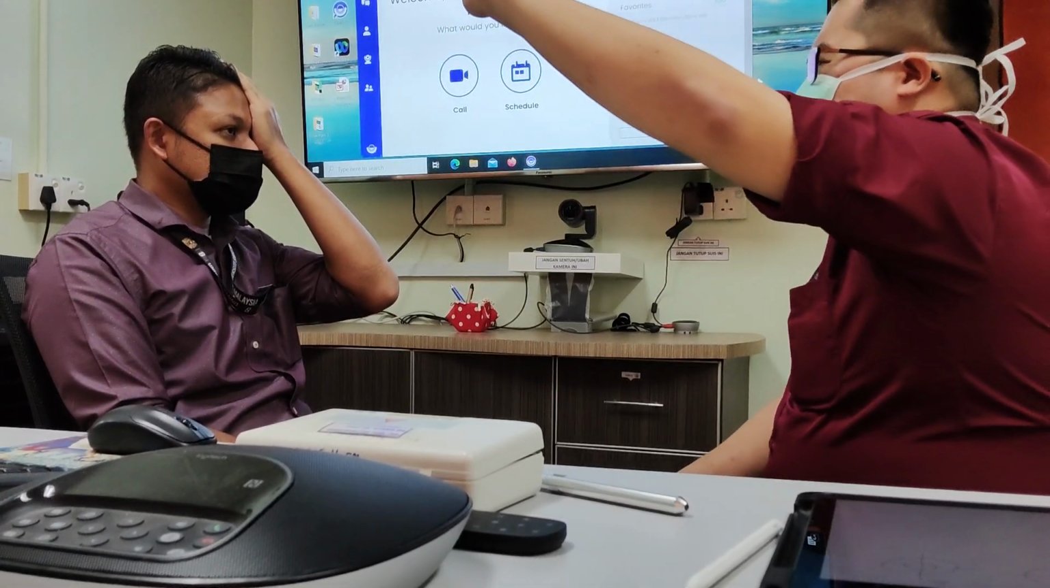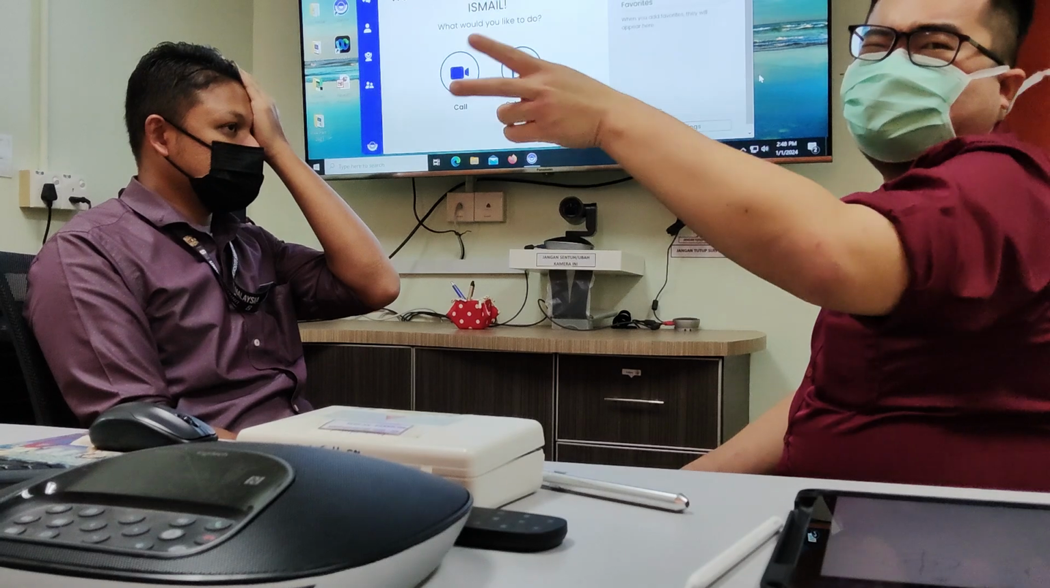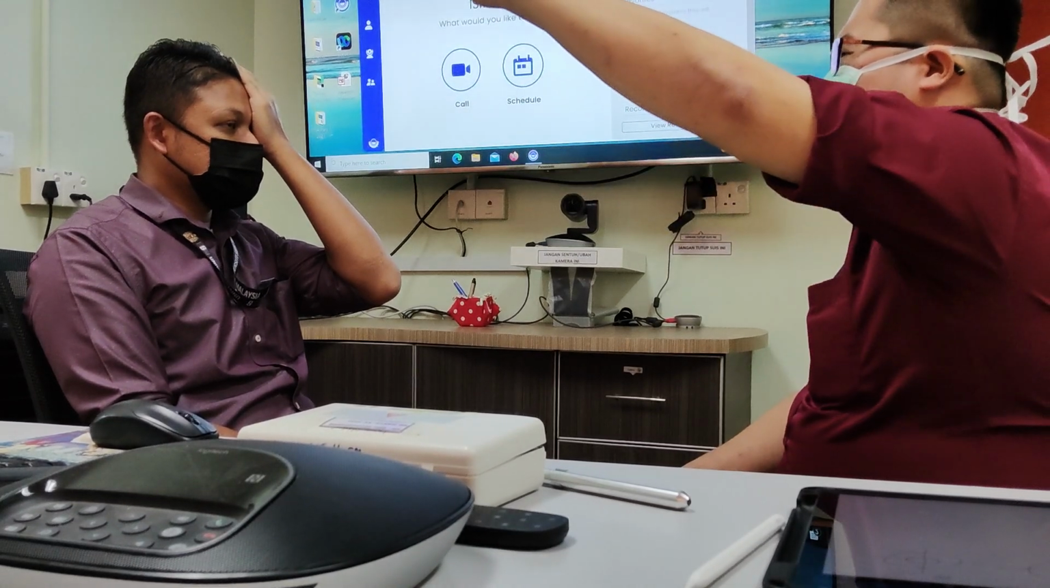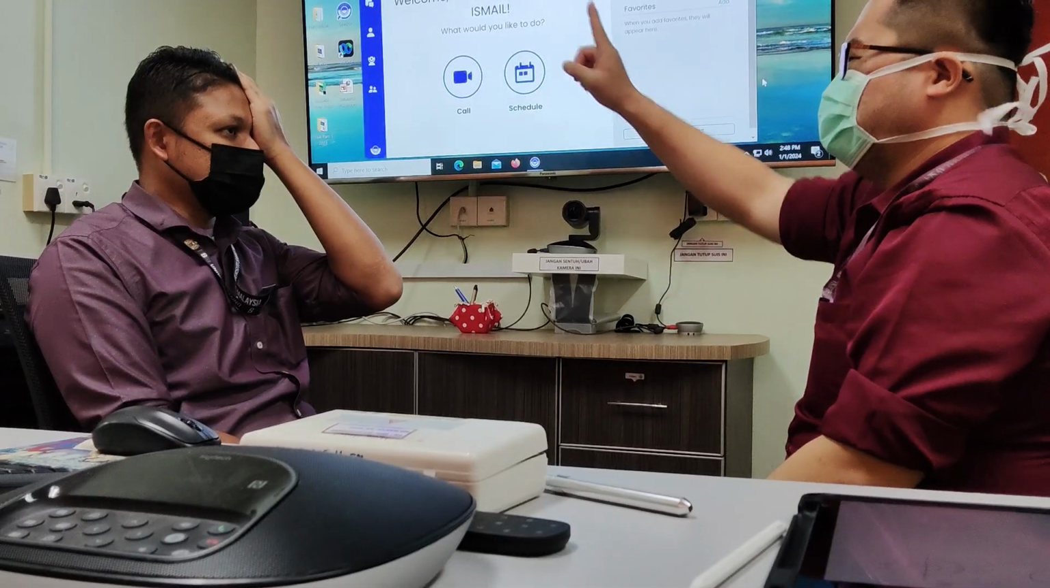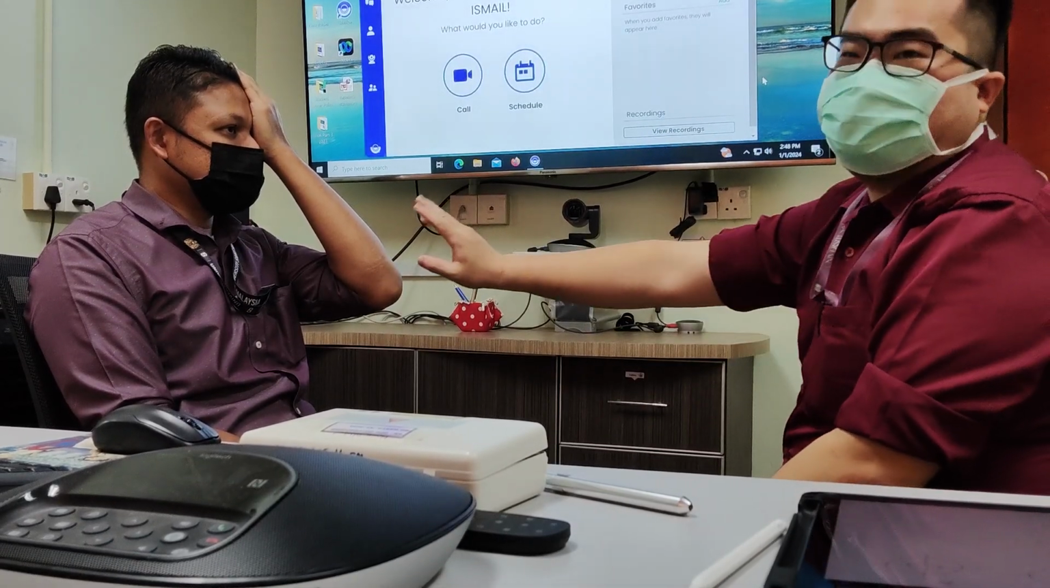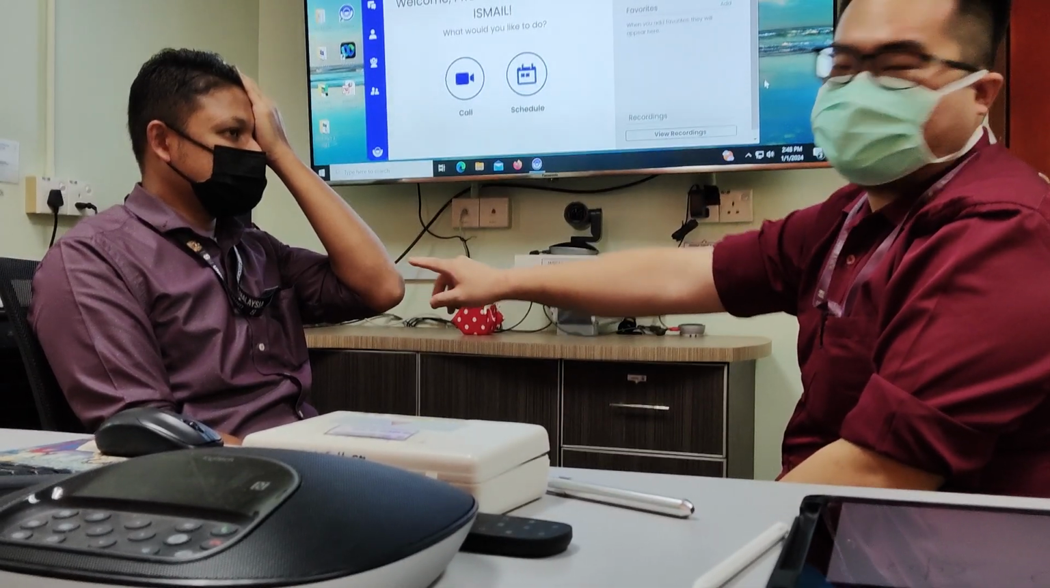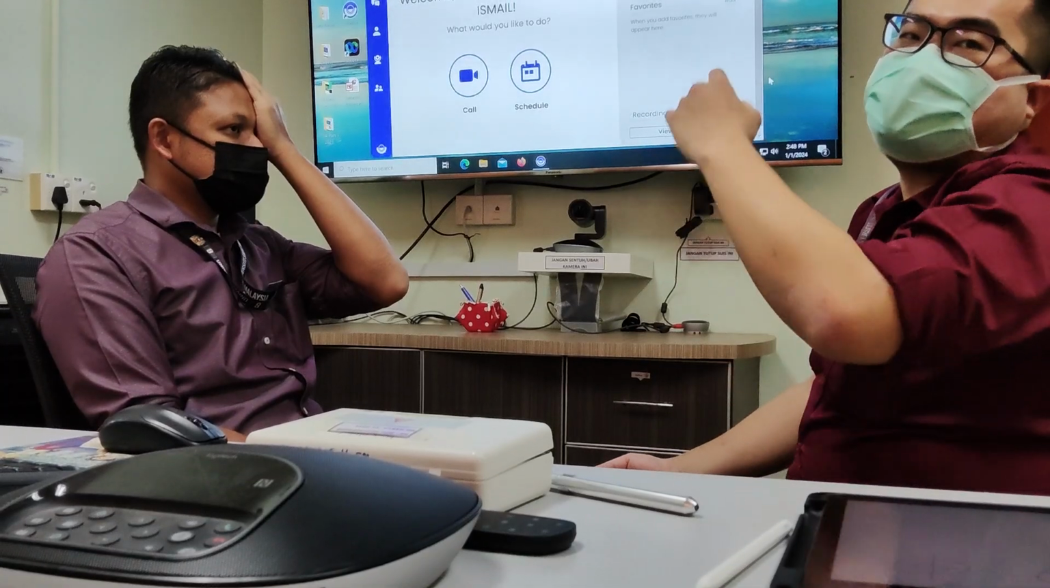For mid periphery, you use counting fingers. How many fingers? Two. Here you have to be careful because maybe you are blocked by his hand. After that, we go to the periphery.